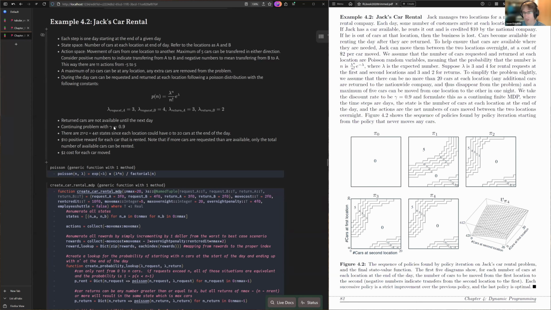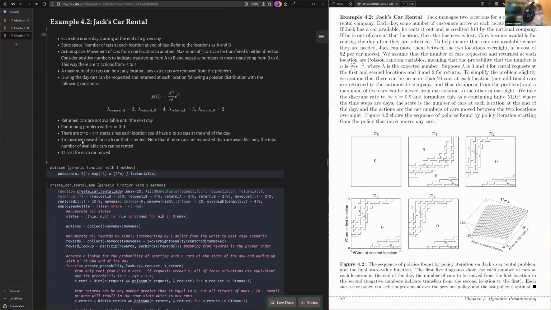The reason we have to use this discount rate is that we're assuming this rental company is going to operate forever. So we're just looking to maximize the long-term return, but we're discounting future monetary reward by this factor, so it's 0.9 per day. Basically, money is worth 10% less every future day that we go. And then there's a $2 cost every time we move a car, right? So we can't just freely choose actions without any cost.